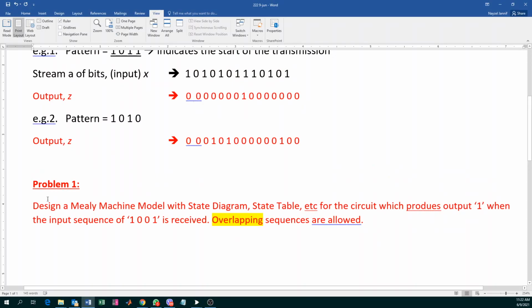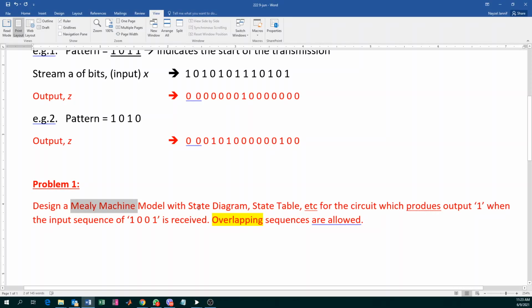So design a Mealy machine model. Mealy machine is a type of machine. You've got two types: Mealy machines and Moore machines. And I covered that somewhere. Have I covered it already in week 12 lectures? Does anyone recall? Week 11 lecture, sir. Oh, week 11. All right, so you guys are familiar with what a Mealy machine is.